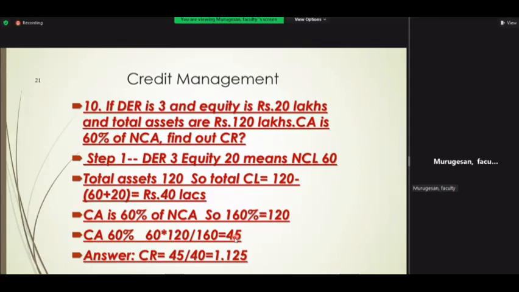Okay, so again, 5 is to 3. 75 is 5 times, 45 is 3 times. So it has tallied. Now the question is, what is the current ratio? CA you have got. You have cracked it, you are James Bond. So current assets become 45, current liabilities you already have, 40. So the current ratio is 45 divided by 40, 1.125.